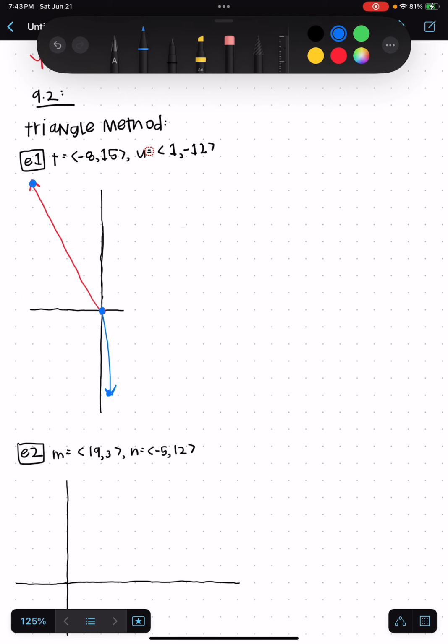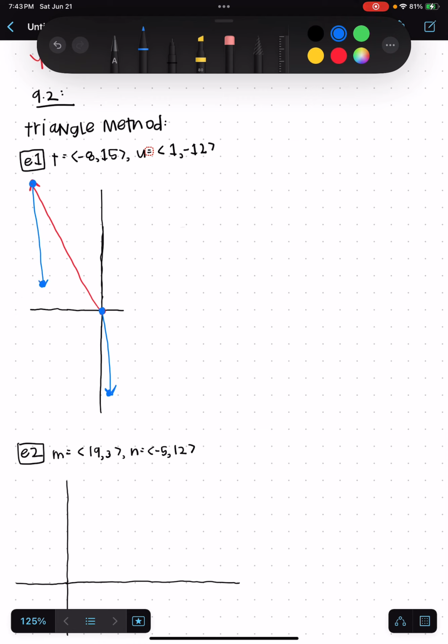Now I know that on my original blue arrow, I went over 1 to the right and down 12. So I'm going to do that exact same thing with this new arrow that I start at the tip of my red arrow. I'm going to go to the right 1 and then down 15, or sorry, down 12, which would put me right here. And then draw my vector.